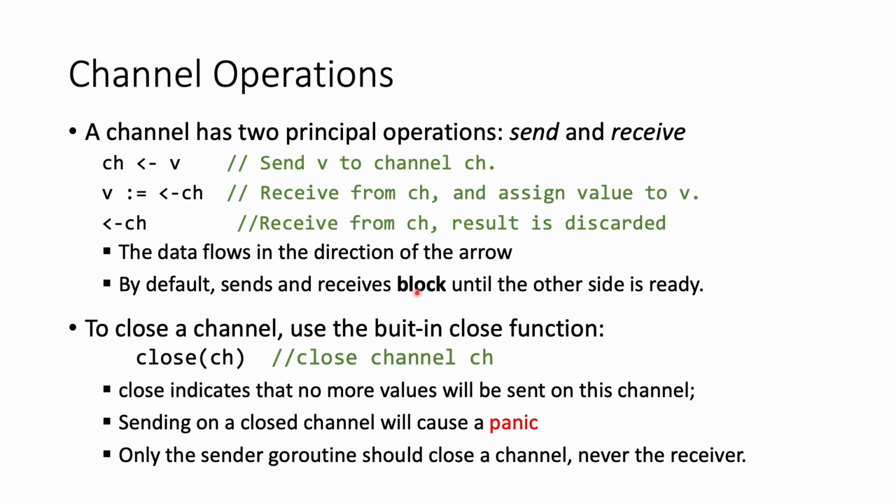To close a channel, we call the built-in close function, passing a channel as the argument. The call close(ch) will close the channel ch. Close indicates that no more values will be sent on this channel. Also, sending on a closed channel will cause a panic runtime error. And note that only the sender Go routine should close a channel, never the receiver.